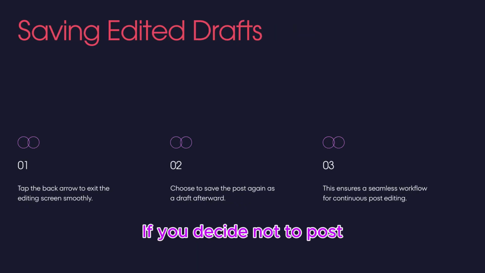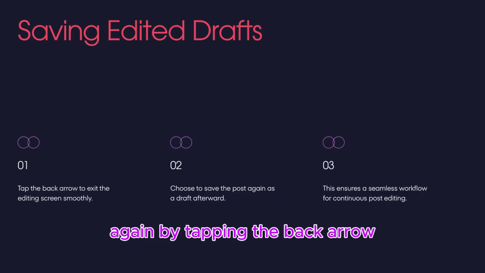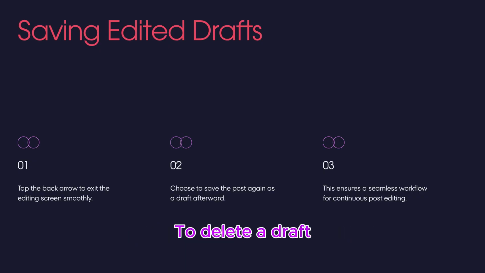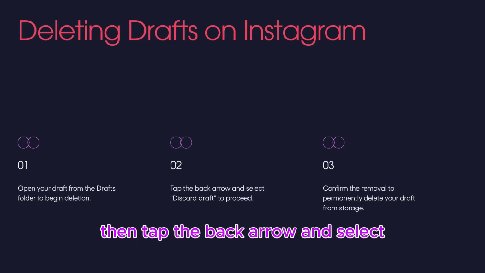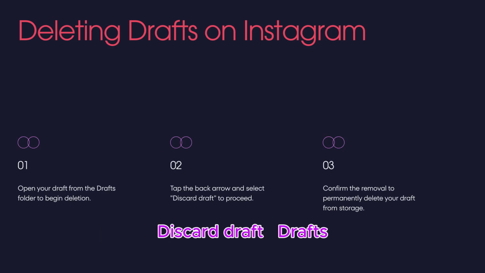If you decide not to post, you can save it as a draft again by tapping the back arrow. To delete a draft, open it from the drafts folder, then tap the back arrow and select discard draft.